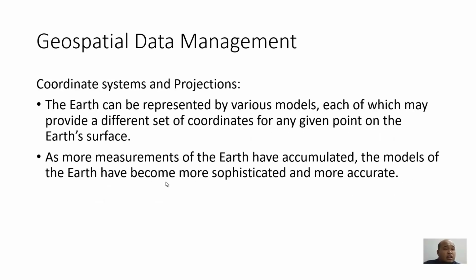Next is the coordinate systems and projections. The Earth can be represented by various models, each of which may provide a different set of coordinates for any given point on the Earth's surface. As more measurements of the Earth have accumulated, the models of the Earth have become more sophisticated and more accurate. So the coordinate systems and projections has actually been touched on. The coordinate systems means the geographic coordinate systems, while the projections is the projected coordinate system.